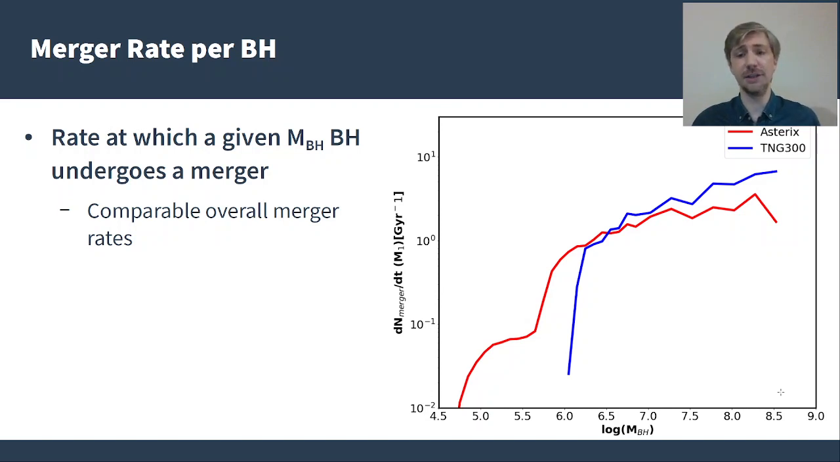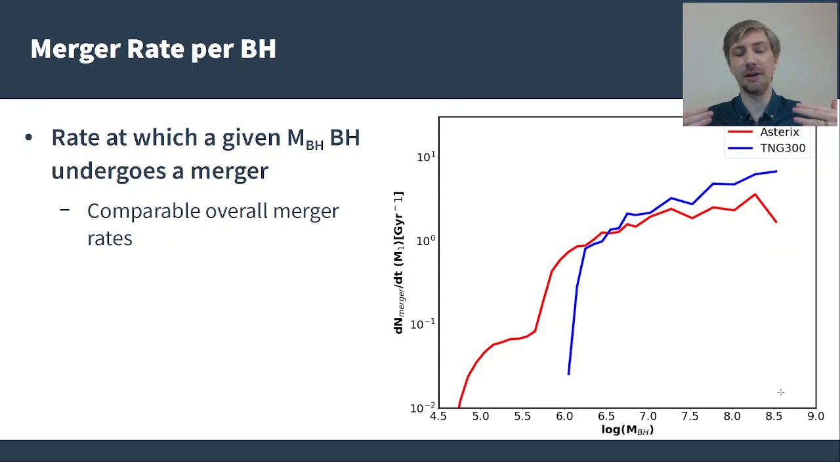So again, Asterix extends to much lower masses than TNG does, but once you're above 10 to the 6 or so, and both simulations are well above their seed masses, we actually find relatively comparable merger rates. But this is somewhat coincidental because Asterix goes to much lower merging masses.